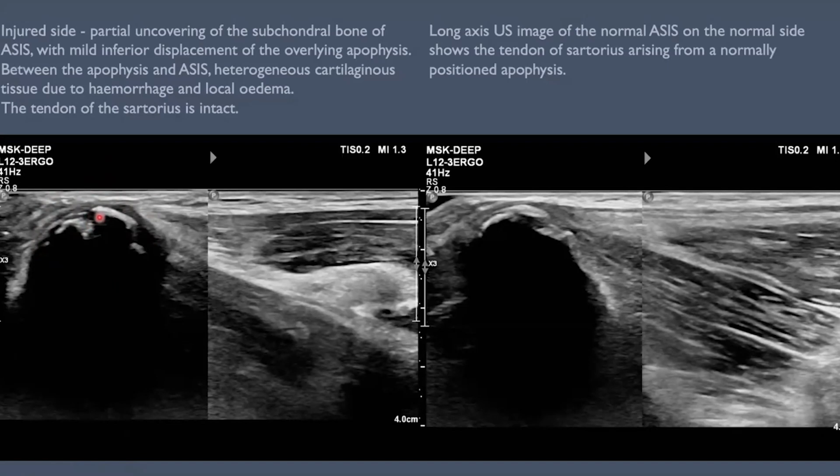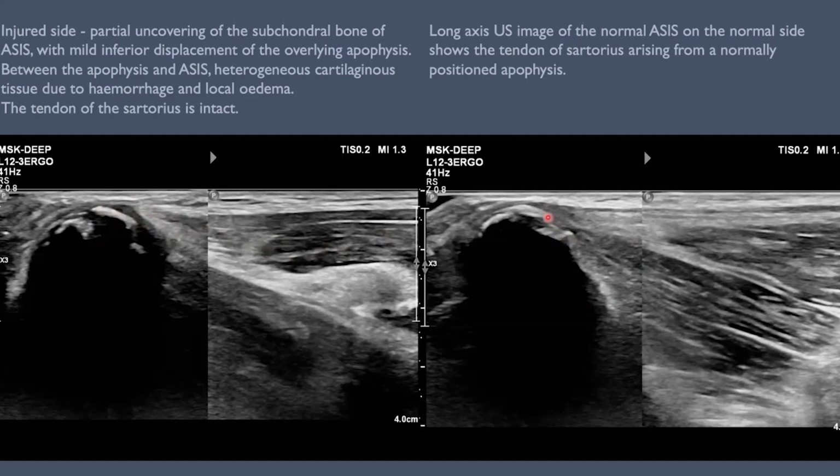So the findings that I mentioned in my report were that there is inferior apophyseal displacement with widening of the apophysis and hypoechoic edema and hemorrhage between the apophysis and the underlying bone, with intact tendon attachments. That is, this is the sartorius tendon, which is attaching upon the apophysis. As you can see, it is intact.